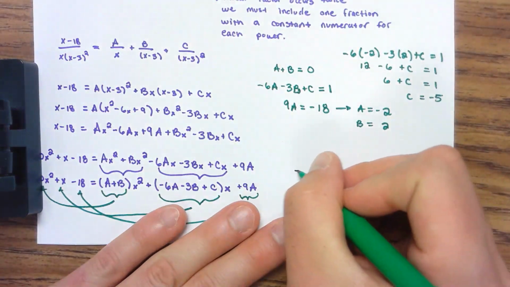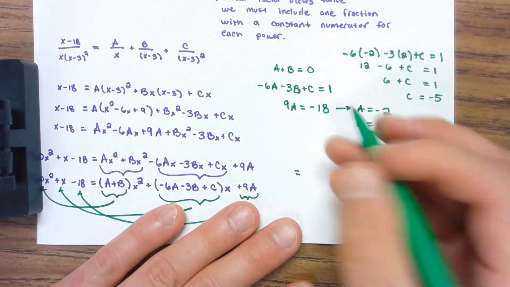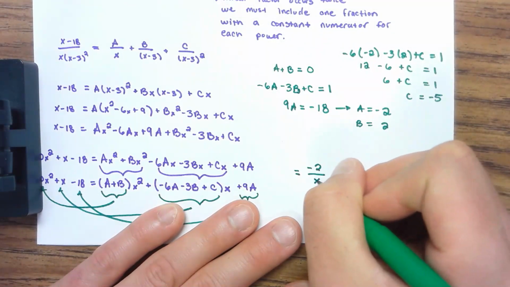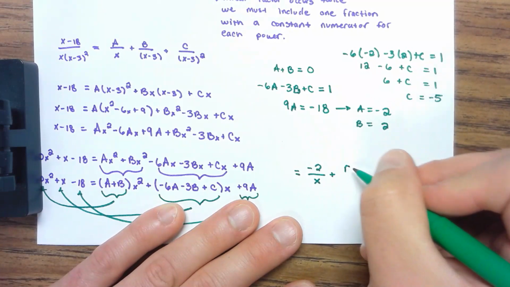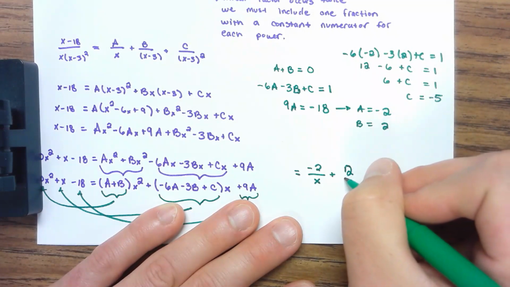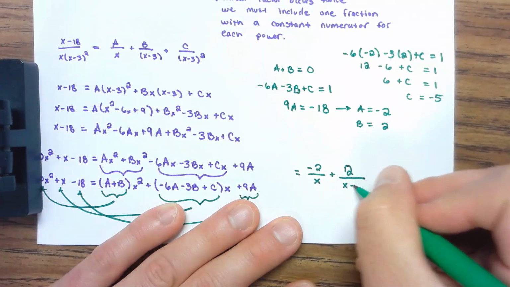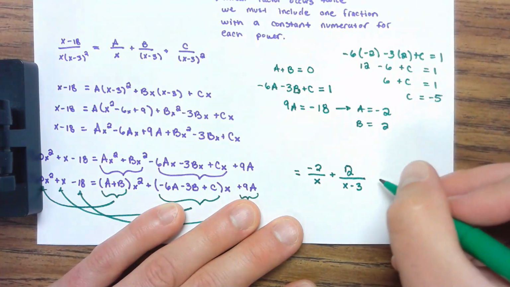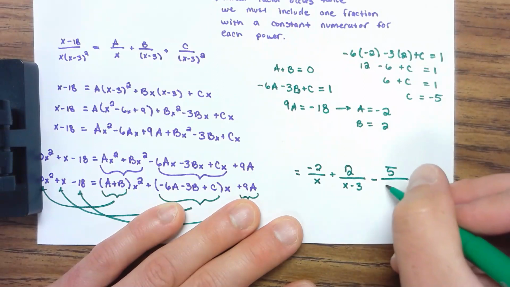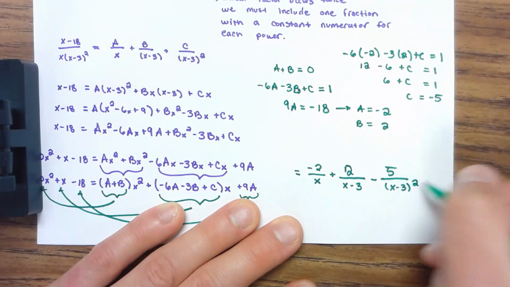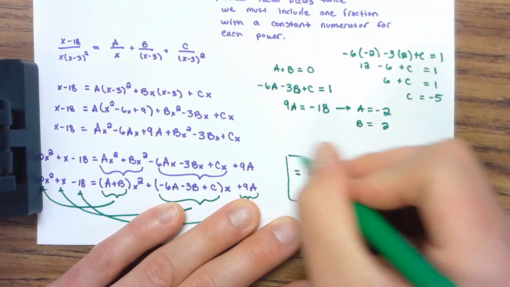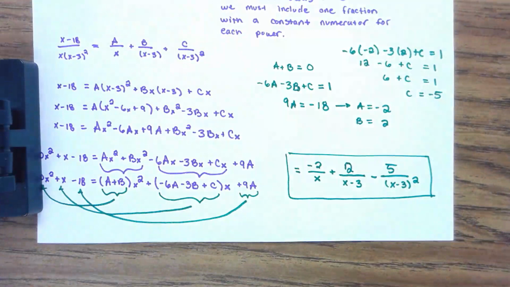And so our final equation of the decomposition is a, so negative 2 divided by x, plus b, which is 2 divided by x minus 3, and then minus 5 over x minus 3 squared. And we're going to get to one that has even more steps than that. Not today, though.